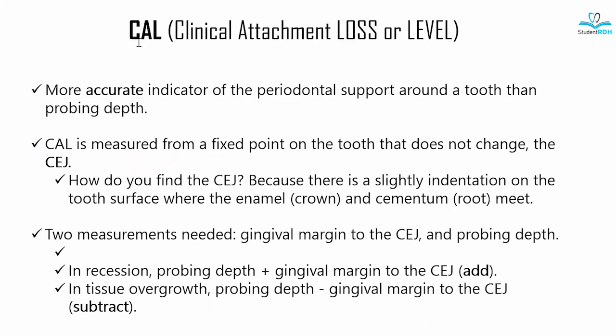And this concept of CAL, C-A-L, is therefore a better and more accurate measurement of the periodontal support. Because when we measure CAL, we measure it from a fixed point. That is the CEJ. And as we talked about, the CEJ has a slight indentation. That's how we find it. In order to measure the CAL, there are two numbers that we need. The first one is the probing depth that we already have. And the second one is the gingival margin to the CEJ. Again, this concept of the CEJ keeps coming up because that's our fixed point. So this means the top of the gum to the CEJ.